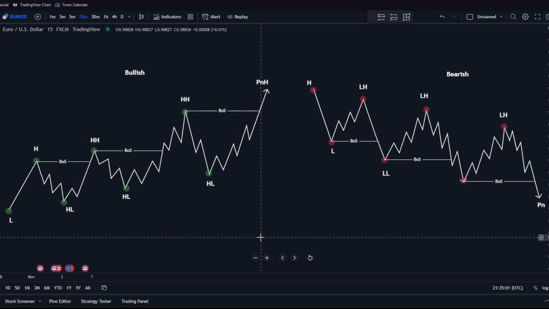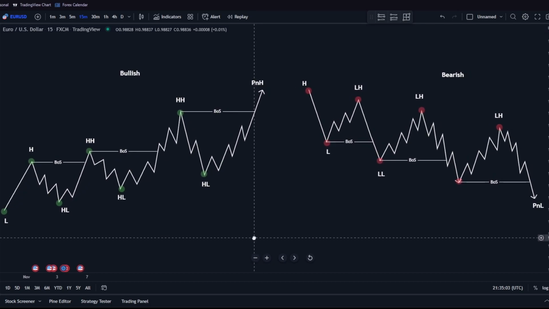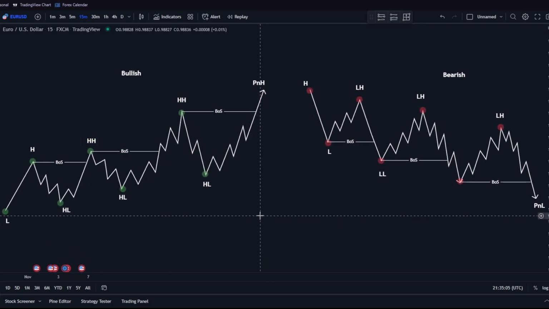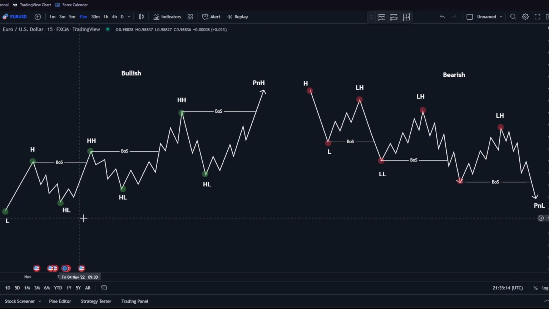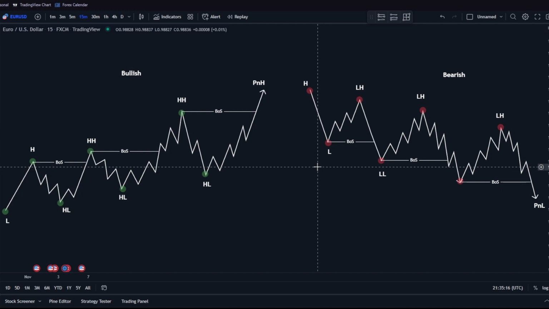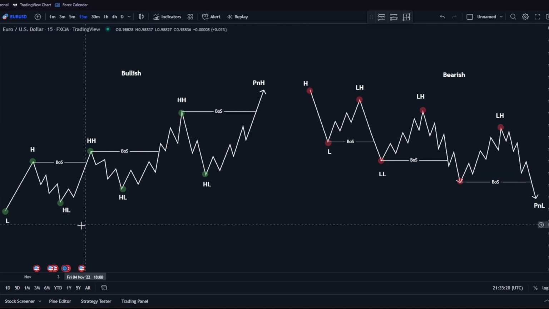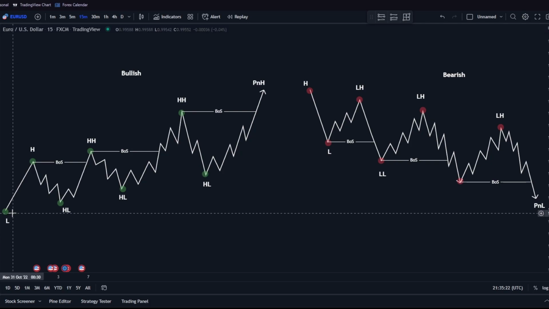Trying to fit that on the screen. Alrighty, so right here again, we have an example of a bullish trend. We have an example of a bearish trend. Very good. Now, I already drew out all the significant points, but we'll go through them just once again. So what do we start with? We start with a low.